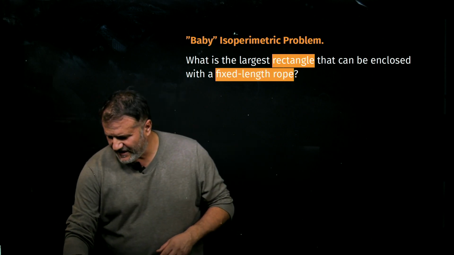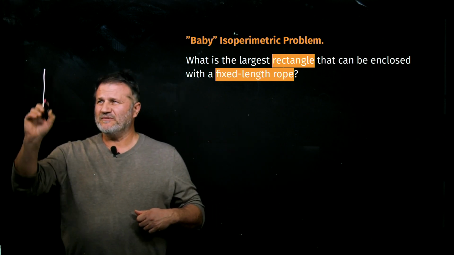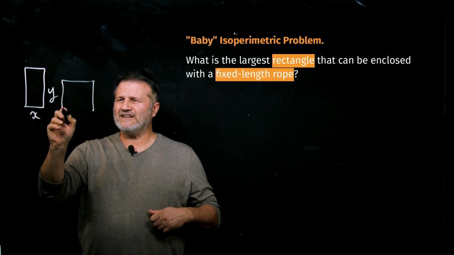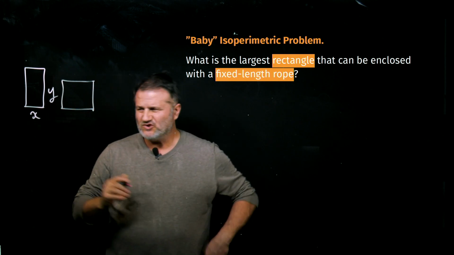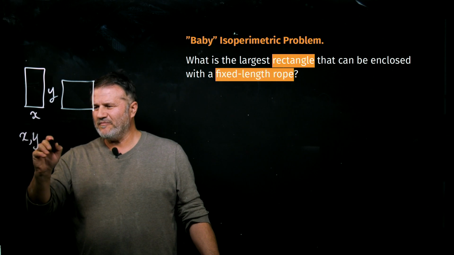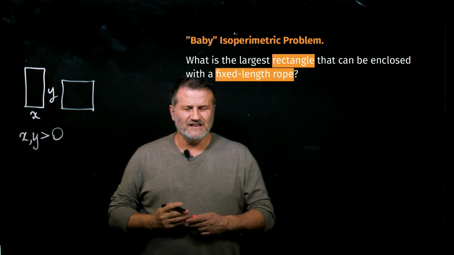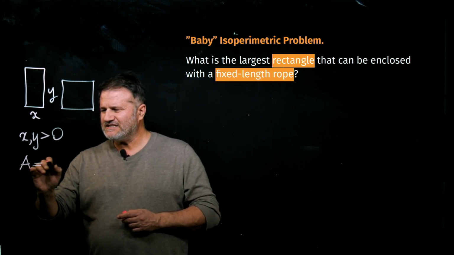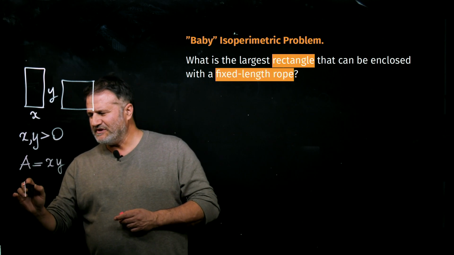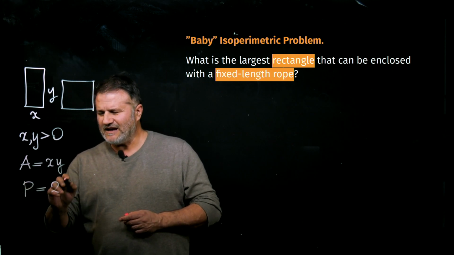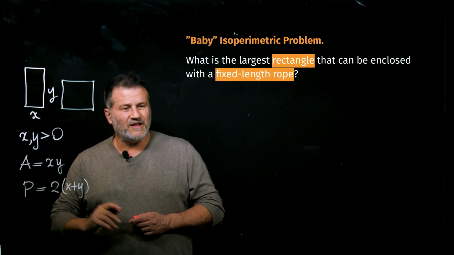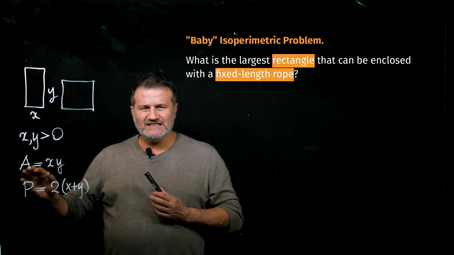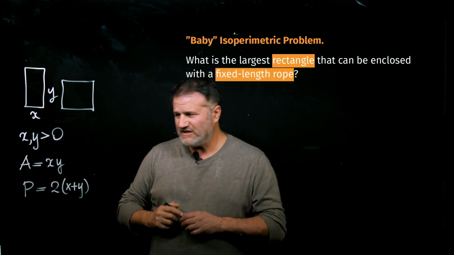Now, if we formalize this problem, we can represent rectangles knowing the sides x and y. Different rectangles will have different sides. So we may consider that x and y here are positive because they are lengths of sides, and they are the variables of this problem. Now, the area of the rectangle is just the product of the two, while the perimeter is double the sum of the two. In this problem, the perimeter is fixed, so it plays the role of a parameter, while the area is the target function. It is the quantity we want to maximize.